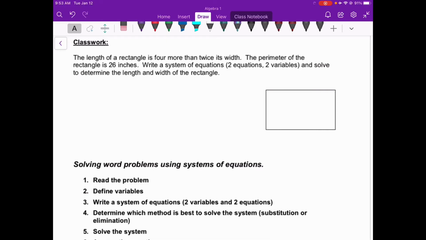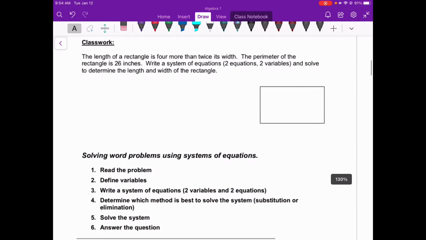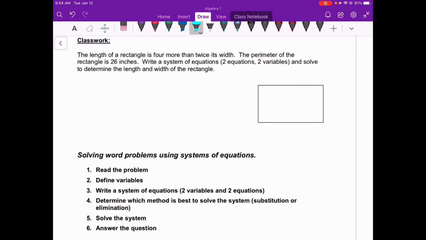Hey guys, so today we're going to go over word problems for systems of equations. Skip over to the classwork, skip that warm-up, we'll save it for another time, and write down these steps for solving word problems. If you need to pause the video and write them down, you can.